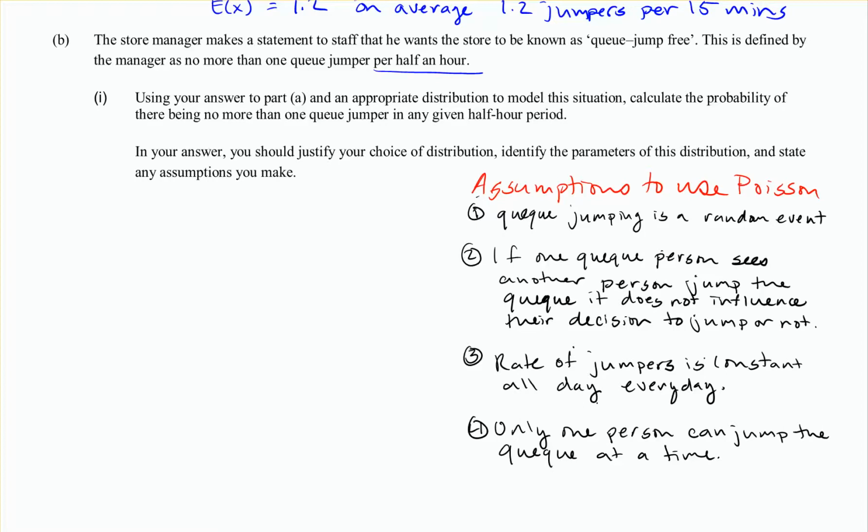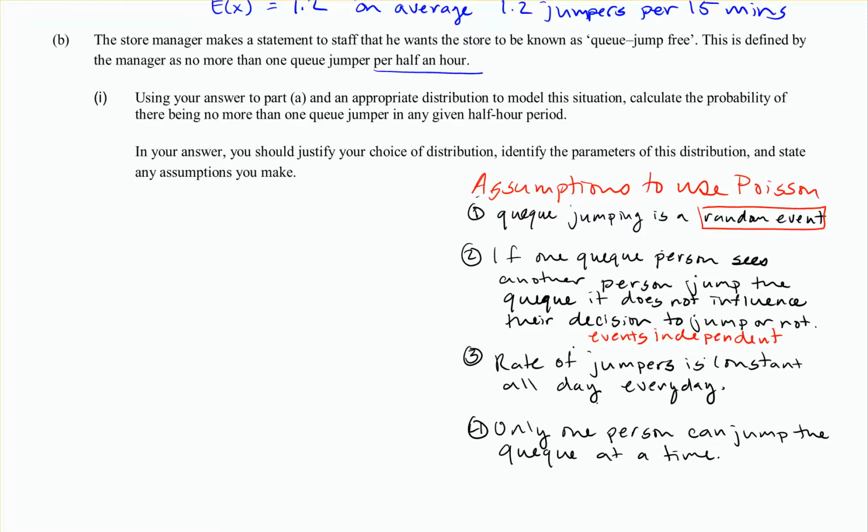So we have to first say that queue jumping is a random event. That's our first criteria. We can use Poisson with a random event. We have to then make an assumption that if one queue jumper sees another person jump the queue, it does not influence their decision to jump or not jump. So this means that it's independent. That's another requirement. The events occurring are independent.